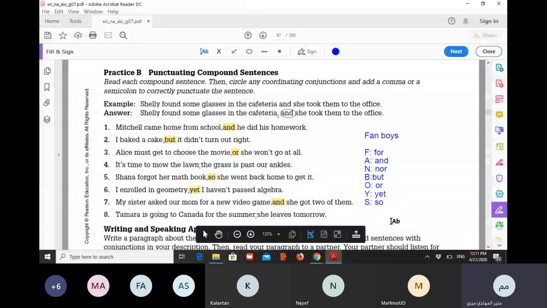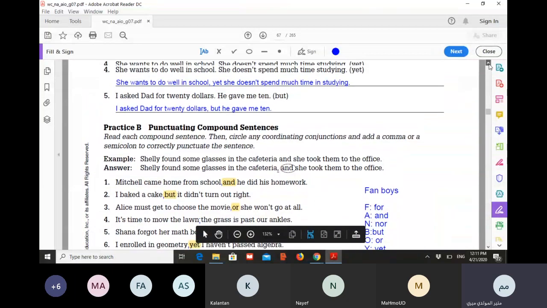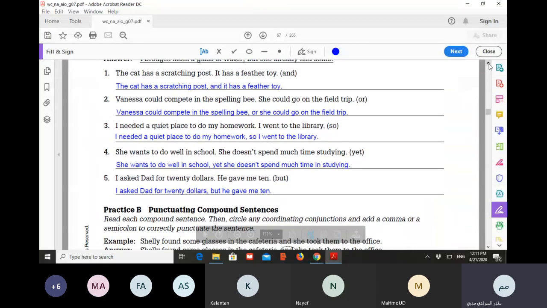Now before we run out of time, we need to go back to page 61. I hope that you understood the course perfectly. Go to page 61, practice A.